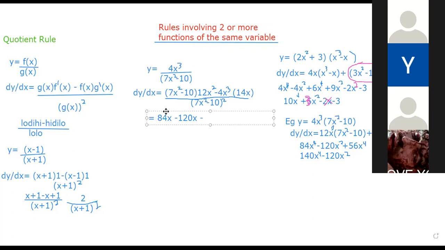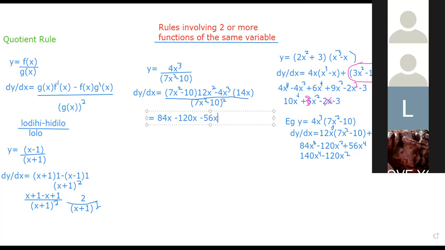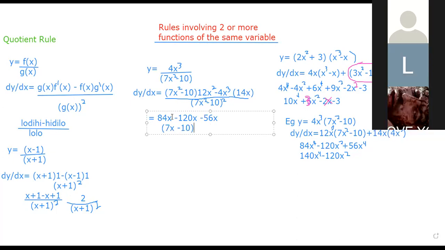minus 4 times this one, which is 56x to the power 4, all over 7x squared minus 10. So here is 84x to the power 4, 120x to the power 2, and 56x to the power 4. Here is 2, here is also 2.